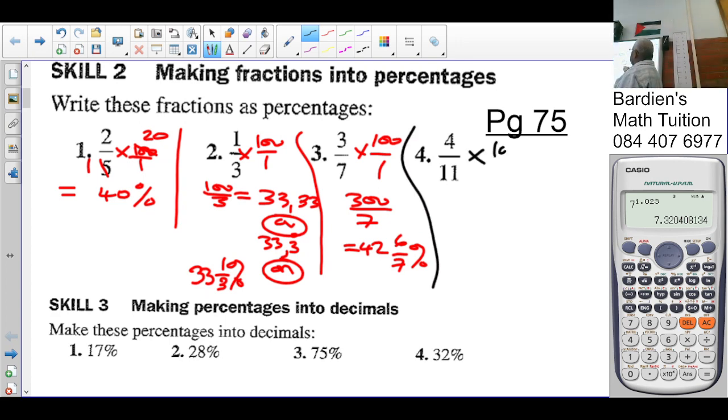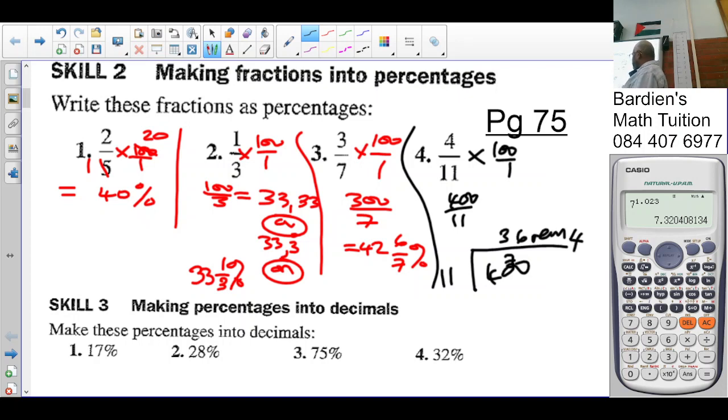Again, we multiply it by 100. Nothing can happen there, right? So 4 times 100 is 400 over 11. So we go 400 divided by 11. 11 goes into 40 3 times, so it's 33 ones, remainder 7. And 11 goes into 77 7 times, remainder 0. No, 66. The remainder 4. So in other words, that can be written as 36 and 4 over 11.